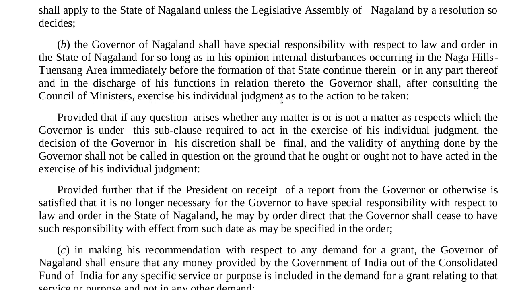exercise his individual judgment as to the action to be taken, provided that if any question arises whether any matter is or is not a matter as respects which the governor is under this sub-clause required to act in the exercise of his individual judgment, the decision of the governor in his discretion shall be final, and the validity of anything done by the governor shall not be called in question on the ground that he ought or ought not to have acted in the exercise of his individual judgment.